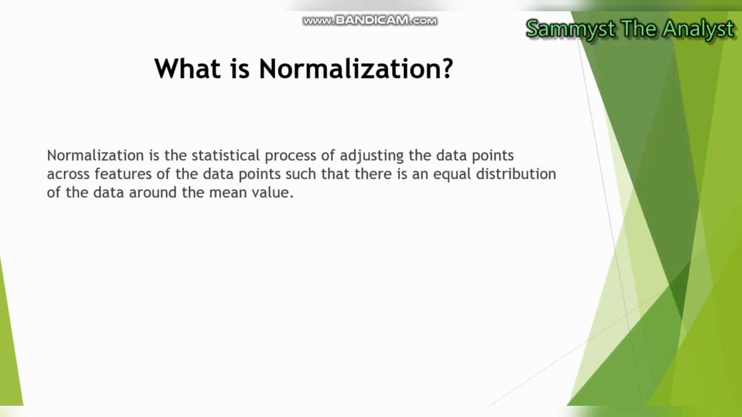Now normalization is a statistical term that is used to adjust the data points across the features of the data such that there is an equal distribution of the data around the mean value. So you have a range of data and then you get the mean. So when a data set is normalized, the data points are evenly distributed.